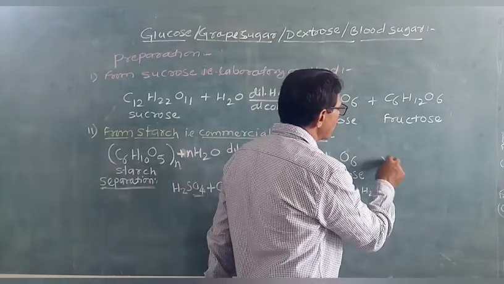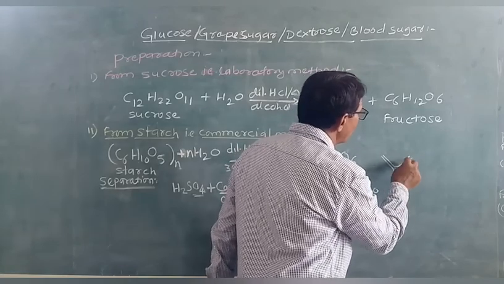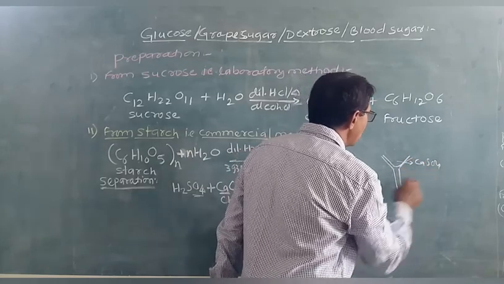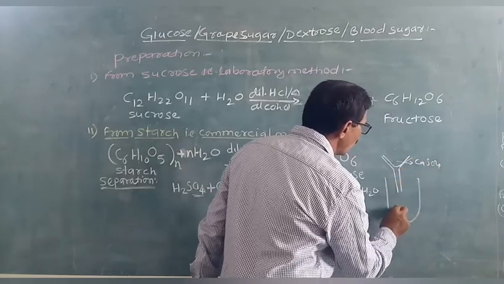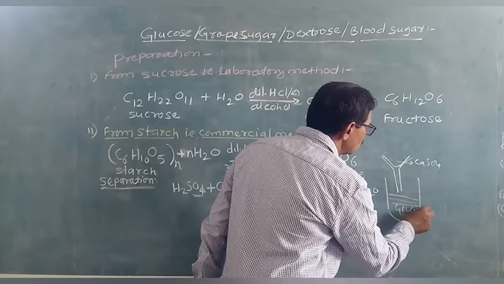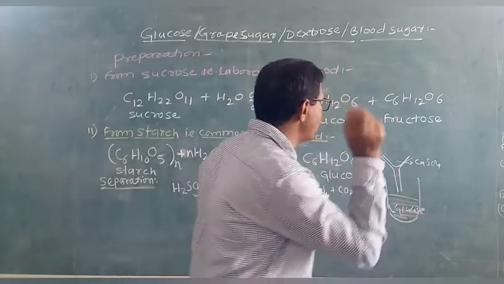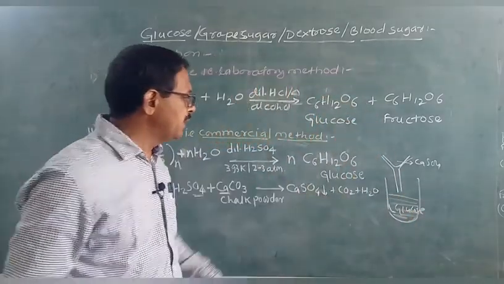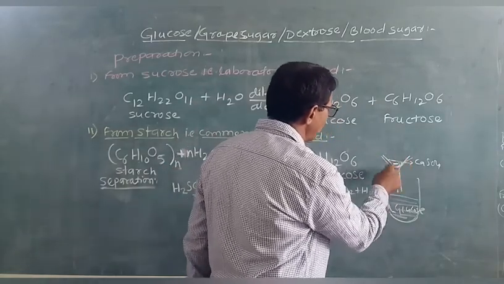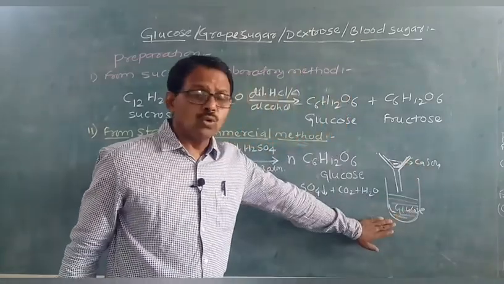Then we will get here, with a funnel and a filter paper, we have to filter that mixture. We will get calcium sulfate on the filter paper, and this beaker contains glucose. This beaker contains glucose, and it is now free from H2SO4. Calcium sulfate is removed by filtration. We filtered it through this funnel.